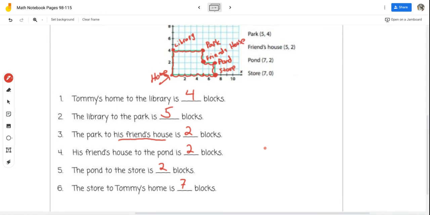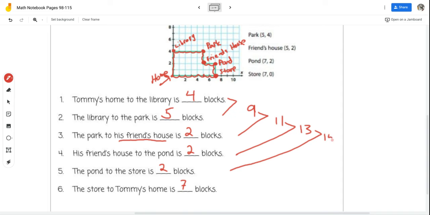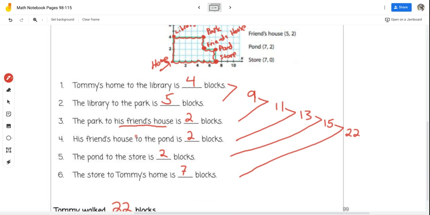And we can figure out how many blocks he walked by adding all this up. So we add the 4. I'm going to do it this way. I'll give you a little strategy. 4 plus 5 is 9. 9 plus 2 is 11. 11 plus 2 is 13. 13 plus 2 is 15. And 15 plus 7 is 22. So Tommy walked 22 blocks.